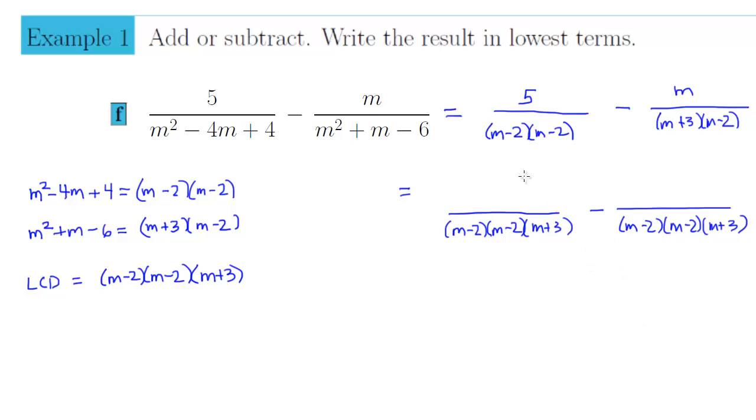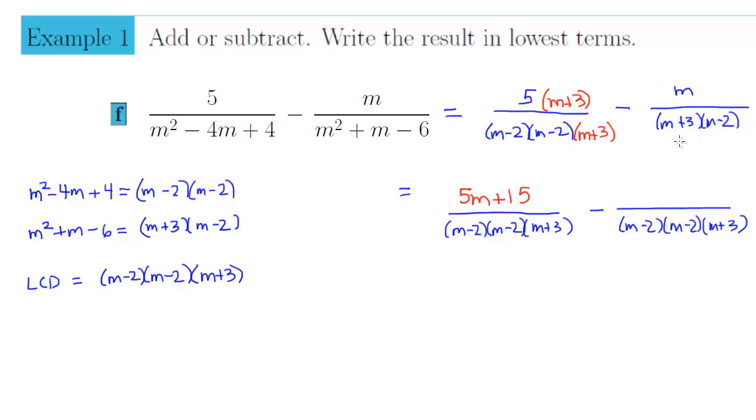So our job is to determine what we need to multiply by to change this fraction into a new fraction with this denominator. Notice I have m minus 2 times m minus 2. I'm missing the factor of m plus 3 from this first rational expression. So I need to multiply the numerator and the denominator by it. And that means my new numerator is simply 5m plus 15. 5 times m plus 5 times 3.